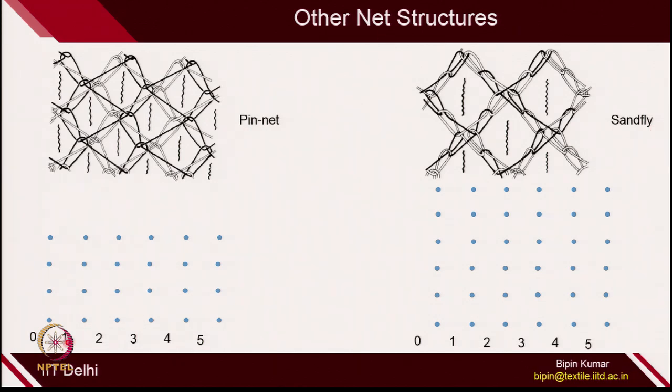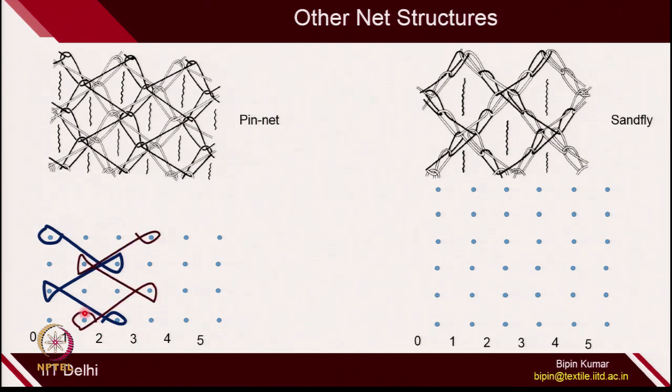In pin net, this is how it happens. It is based on tricot, 2 cross 1: 2 underlap and 1 overlap. The first guide bar and the second guide bar in the second position are doing 2 cross 1 tricot in opposite directions. One is doing overlap from right to left and the other one from left to right. This one is doing right to left and this one is doing left to right, and you get this type of structure.